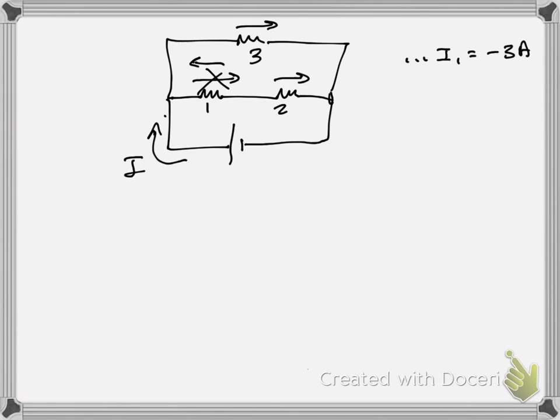That's all. So you just guess the directions, you solve, and then if it's negative, then you were wrong, it's the other way. It doesn't change anything about your solution. Your solution's still going to be correct. It's just like saying that velocity is to the right, and then you solve, and you get velocity is negative. Oh, well, that means it was to the left.